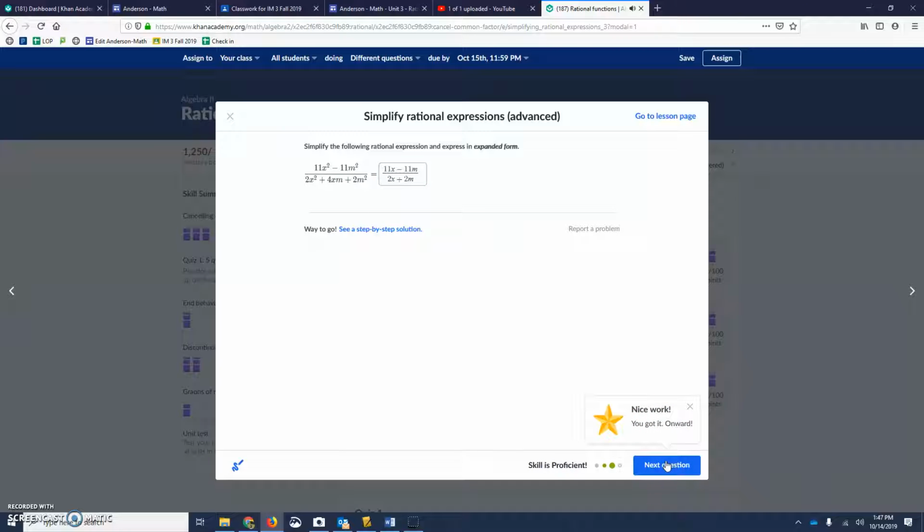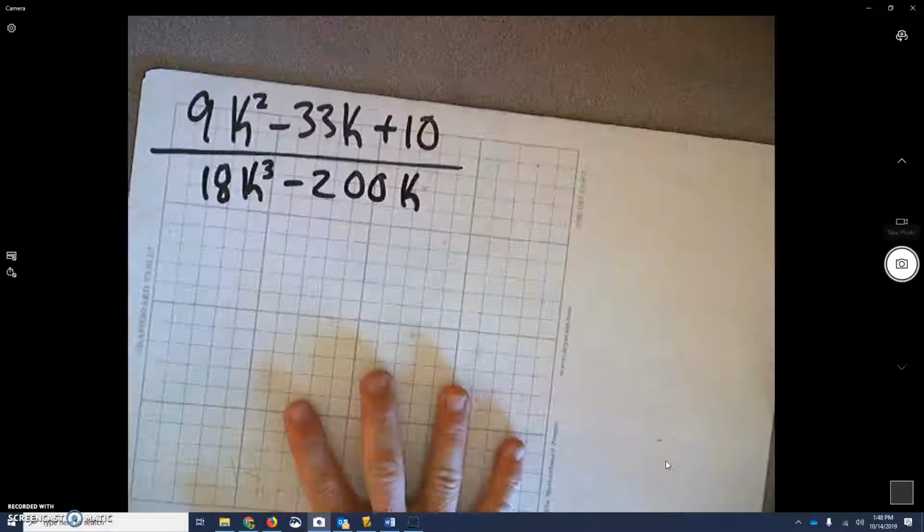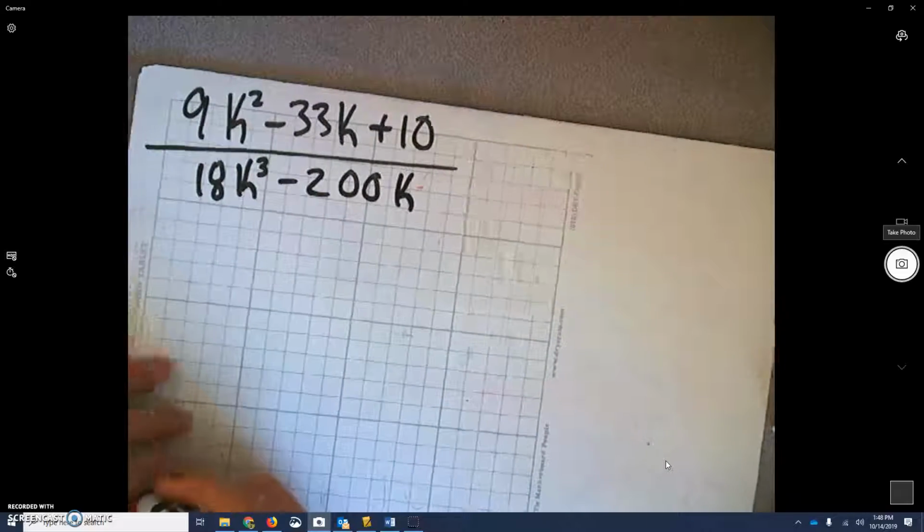All right, one more question. 9k squared minus 33k plus 10 over 18k cubed minus 200k. So the top, the numerator, there is nothing we can factor out immediately, so we're going to go straight into the diamond method.